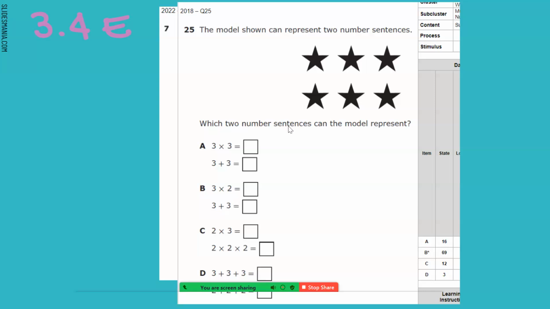Is it also 3 plus 3? 1, 2, 3 plus 1, 2, 3. Hey, that's looking pretty good. Let's look at this one. Could we have 2 groups of 3? 1 group of 3, 2 groups of 3. So that's right so far.